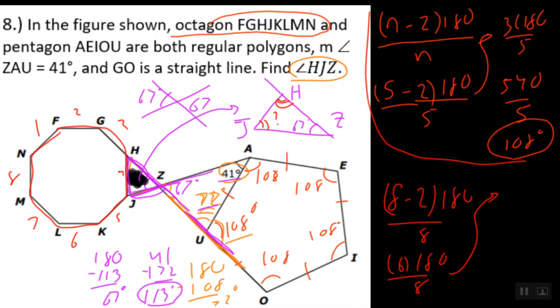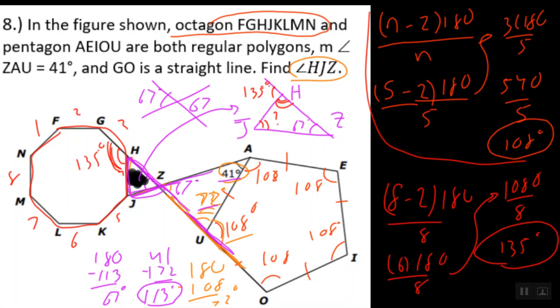Let's see. This one I'll use a calculator for. I think it's 1080, but let's try. 6 times 180. Yep, that's 1080. And we'll divide that by 8. And that should give us 135 degrees. So I know that this angle right here is 135. Well, guess what, guys? That means that this angle right here is that 135 degrees.